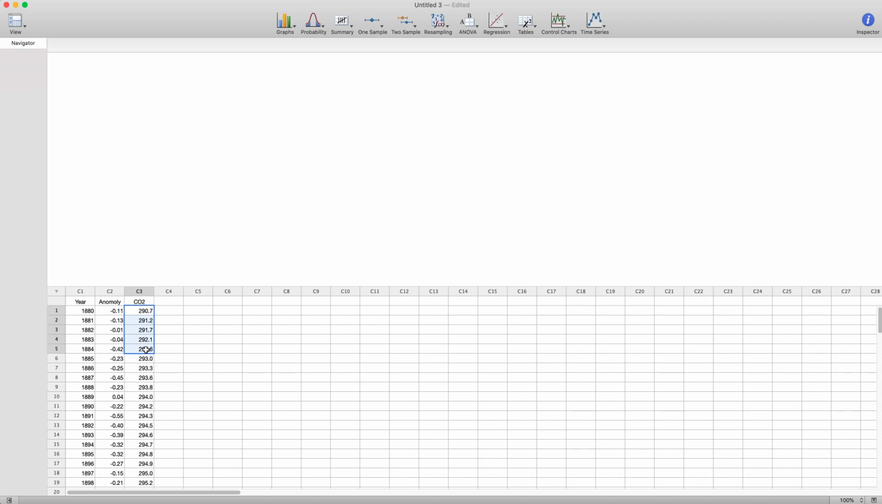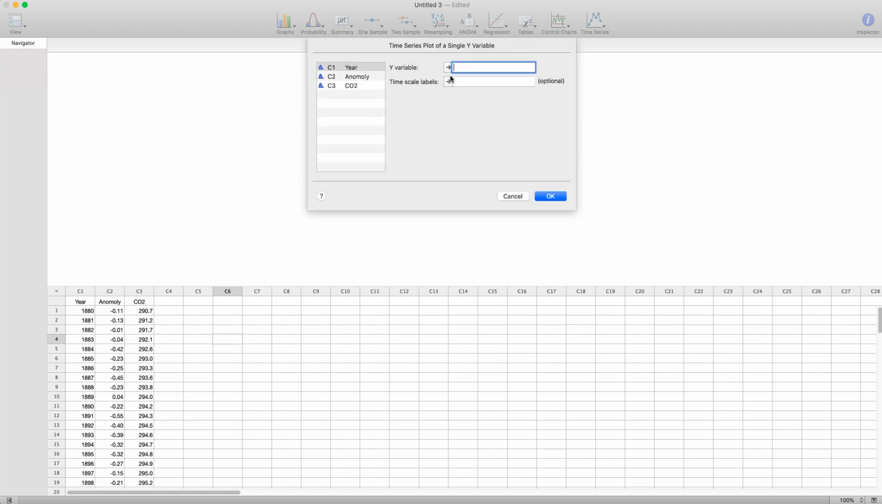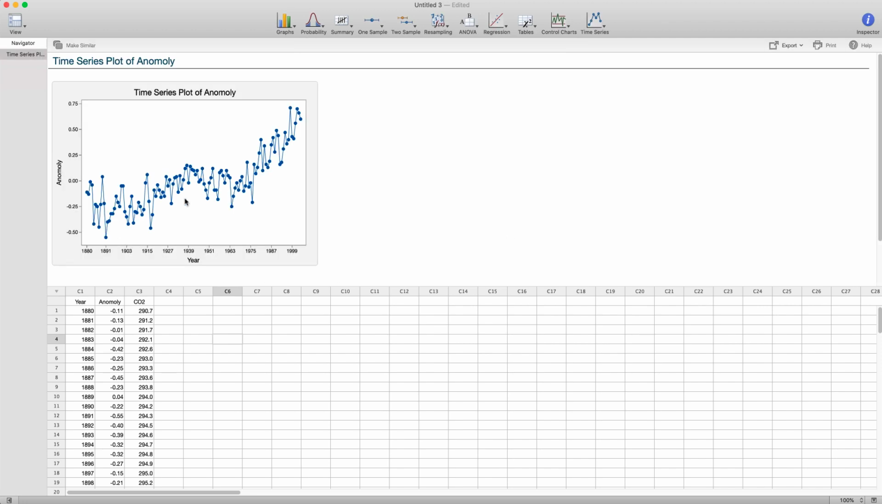So what we're going to create here first is, because the data is over time, it's a dynamic data, we're going to construct a time series of the anomaly. So very similar to what we just did, time series. This is going to be a simple one where we have a y variable anomaly, and the time scale is the year. So in this case, we have a column for time scale labels. Click OK. And what we see here is the temperature anomaly started at a negative level and gradually increased to the positive level over the years. That's quite a powerful graph to show the rising temperature of the air in the atmosphere.